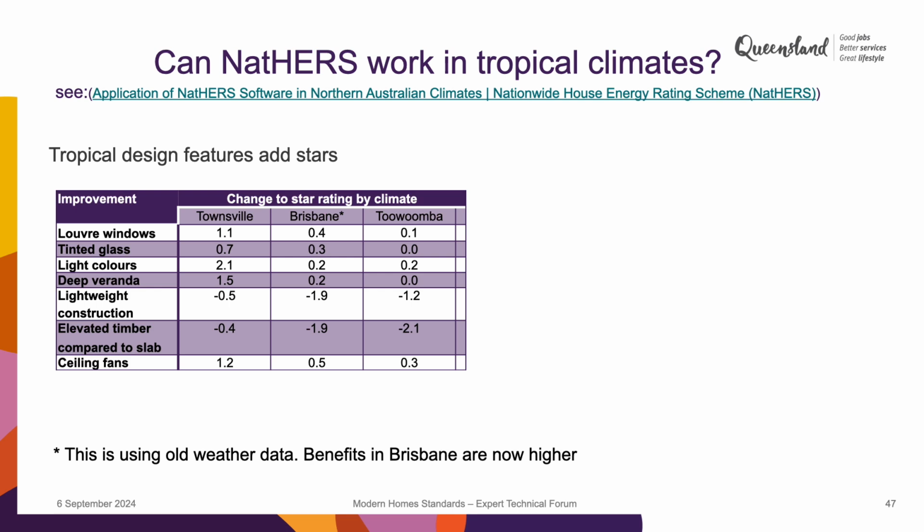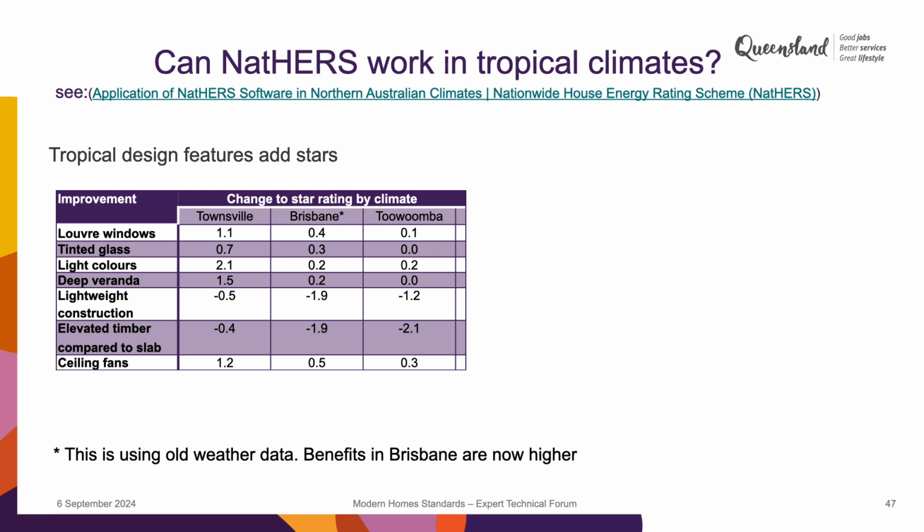One of the things we looked at was, for those standard type houses, what sort of energy rating benefit do you get from implementing typical hot climate design strategies? So we looked at louver windows, tinted glass, lighter colours, deep verandas, lightweight construction, elevated construction and ceiling fans. And you'll see in Townsville, if you replace all the sliding and awning windows with louver windows, you picked up a star, in excess of a star.